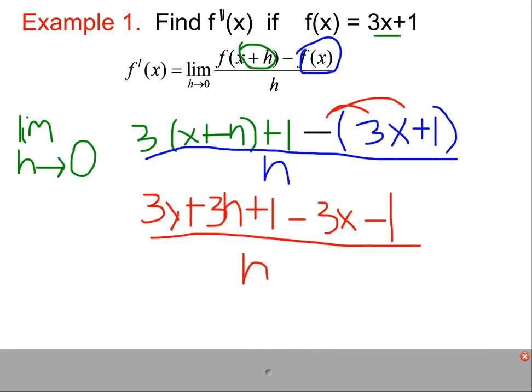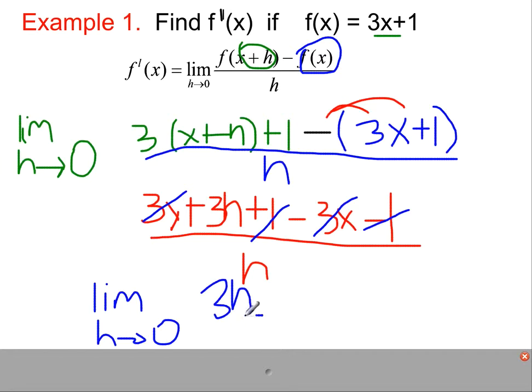So the fun part is to cross off. 3x will cross off with negative 3x. Positive 1 and negative 1 will cross off. So ultimately now we have the limit as h approaches 0 of 3h over h, yet the h's will now cross off. So these are gone. Our derivative, f prime of x, is actually equal to 3. That means the slope of the tangent line will always be 3. And it makes sense because this is a graph of 3x plus 1, which is a line with a slope of 3. Okay?